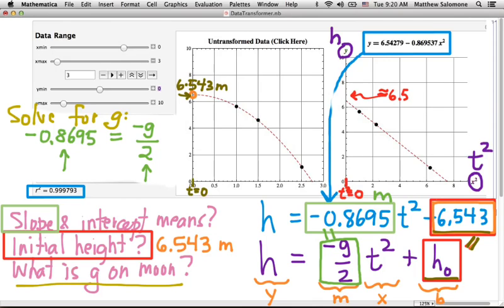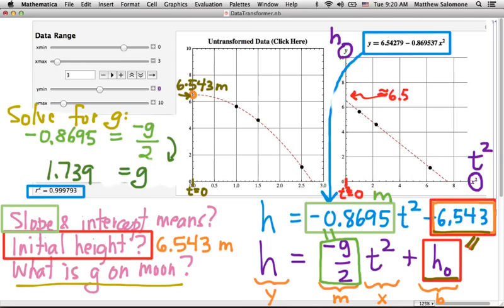What do I have to do to solve that equation for g? Yeah, let's just multiply on both sides by -2. Multiplying by -2 will give me g on the right-hand side, and on the left-hand side, minus 0.8695 times -2, 1.739. We're going to want to put some units on this in a second, but for now, that's how we got the value. By matching up the slope of the model equation with the slope that we found of the linearized equation, we can solve for the value of g.